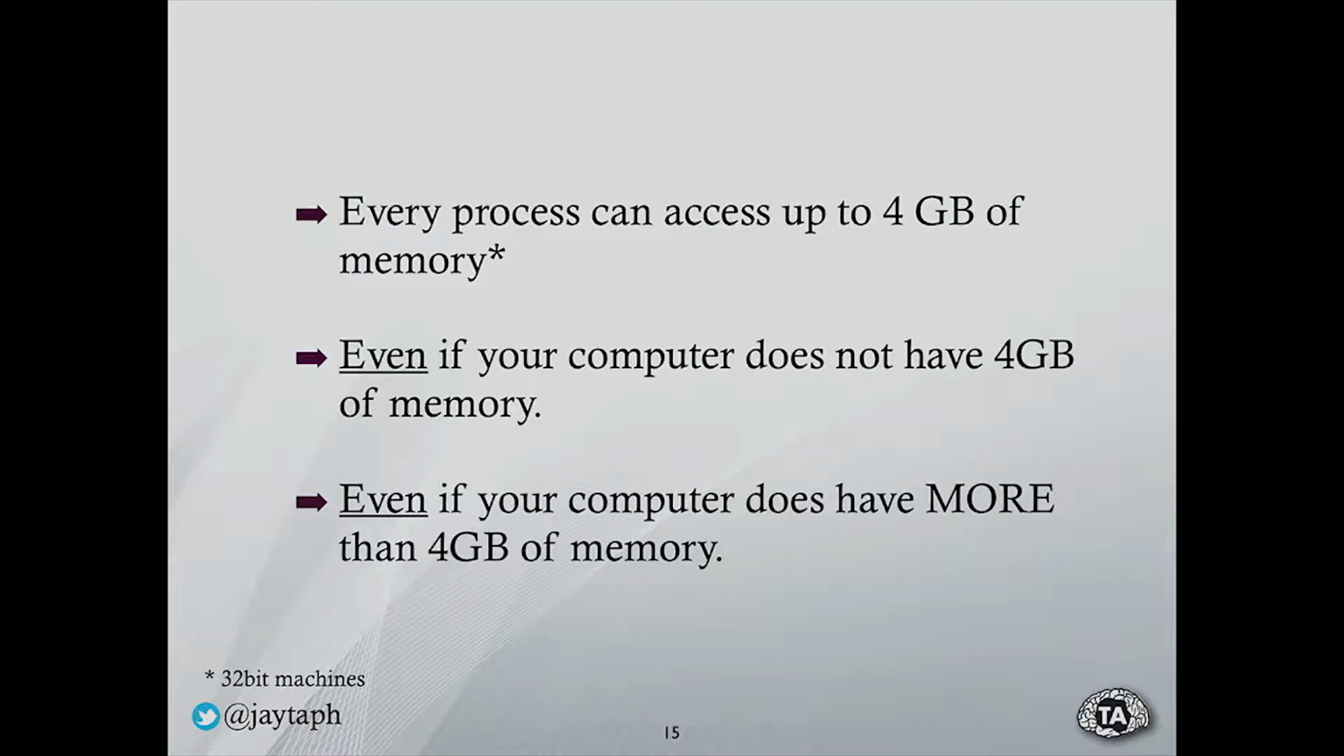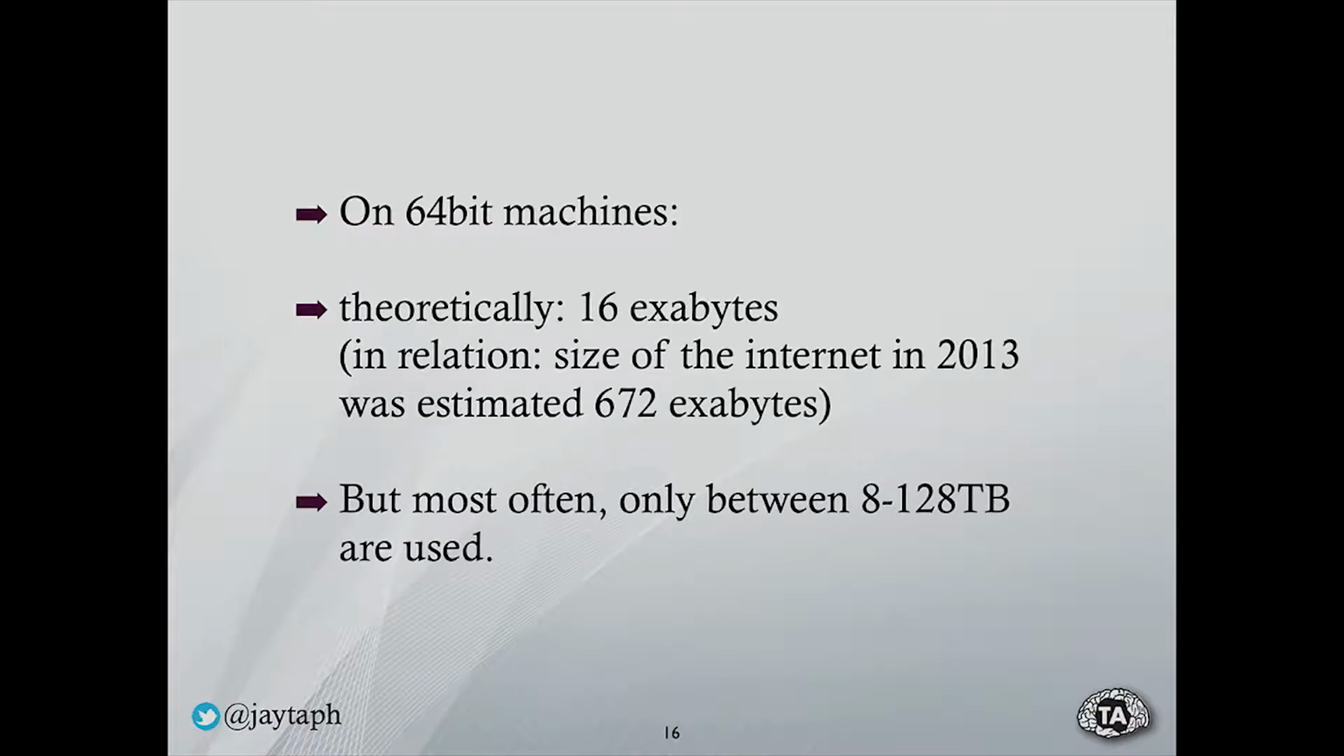The other way around is true as well. If you have more than 4 gigabytes of physical memory, your application or your process can only use 4 gig. It cannot use 5 gig. So the 4 gig is actually a virtual memory limit. On 64-bit machines, it's a bit different. In theory, you can use 16 exabytes, which is a large number considering in 2013 the size of the internet was 672 exabytes. So I don't want to know how much it is now, but it's a large number.